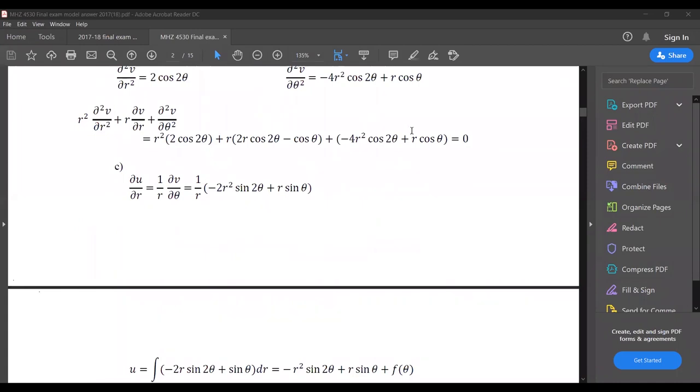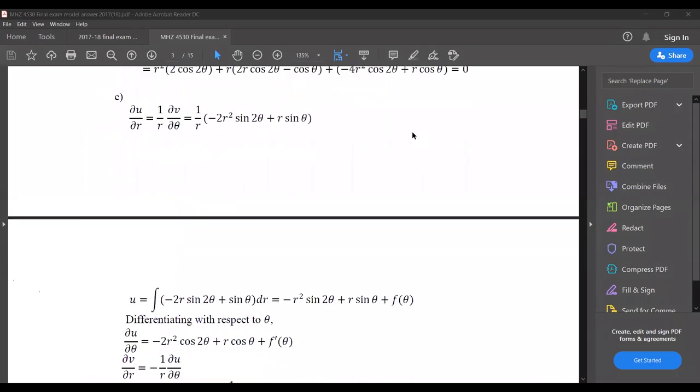Here most of the people sometimes get confused while doing the next part, that is the C part. Determine the analytic function whose imaginary part is given. So V is given for us, and they are asking to find the U part, right?